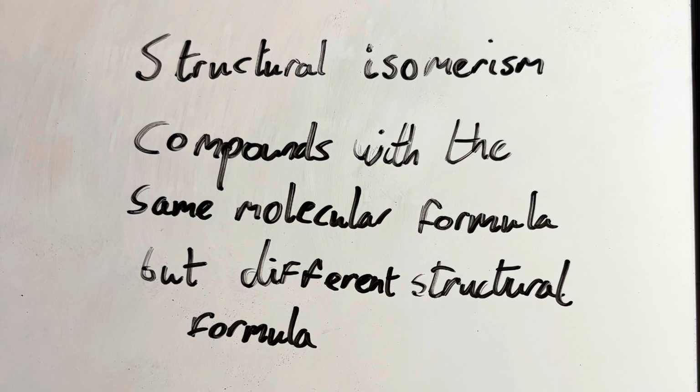Occasionally you end up with something called structural isomers, which are compounds that have the same molecular formula, but they are different displayed or structural formulae. So C4H10 can either be butane or it can be methylpropane.